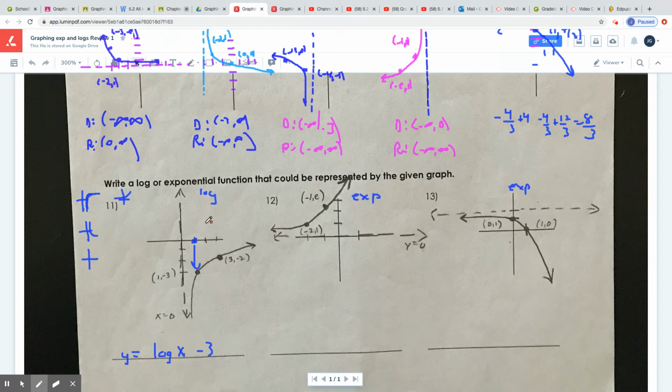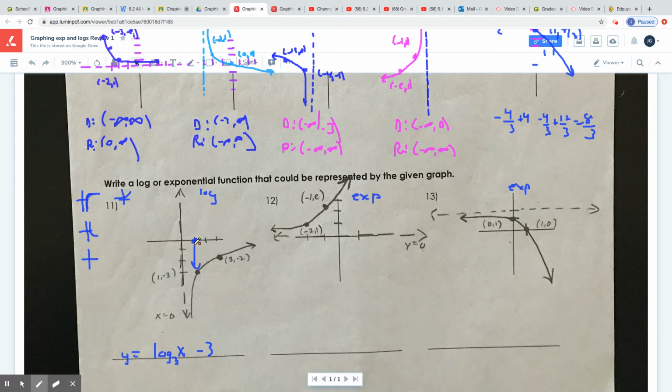Well, the second point is always your base, comma, 1, right? Well, we saw we moved it down 3 and negative 1. Well, what's my x-coordinate? 3, which means it's log base 3. If this was 2, negative 2, it'd be a base 2. So for this one, it's log base 3 of x minus 3, right?